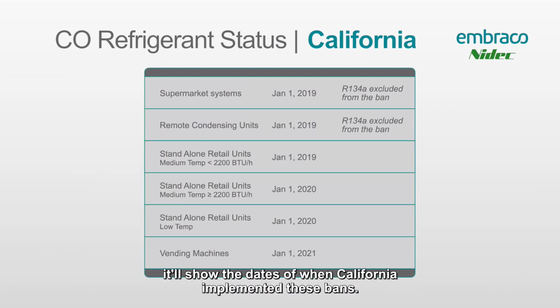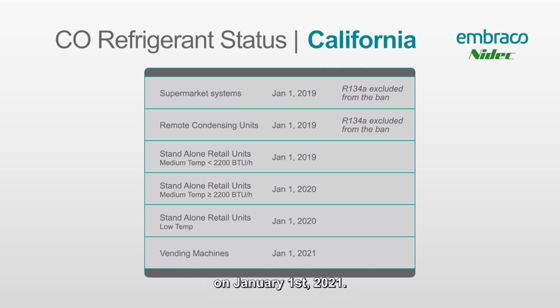Finally, if you look at the chart, it shows the dates of when California implemented these bans. They first started with the top three here, such as supermarket systems, on January 1st of 2019. The final ban will be vending machines on January 1st of 2021. What this means is all these gases cannot be used for new systems by these dates.